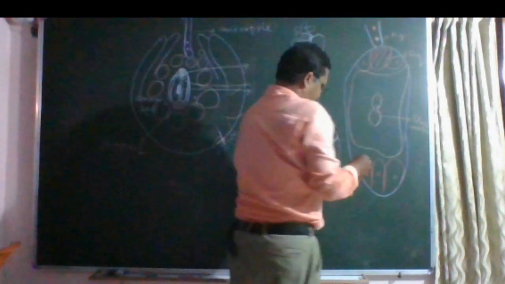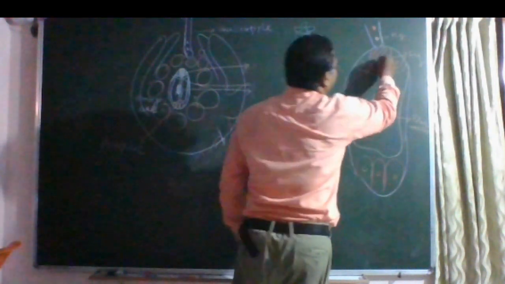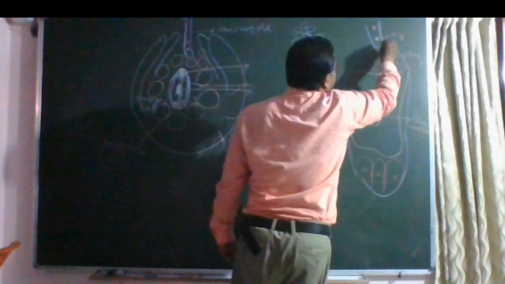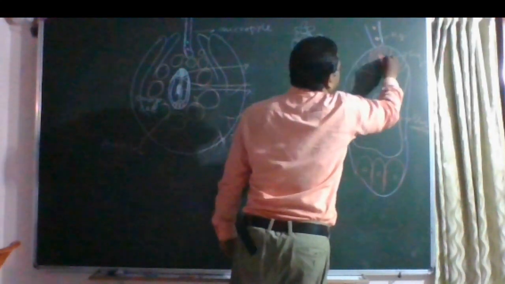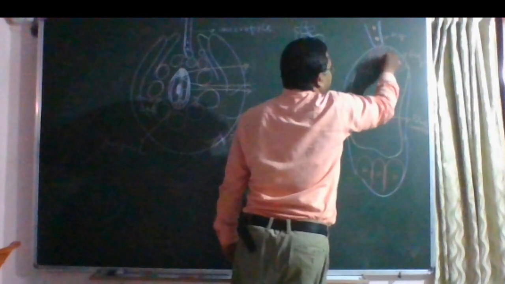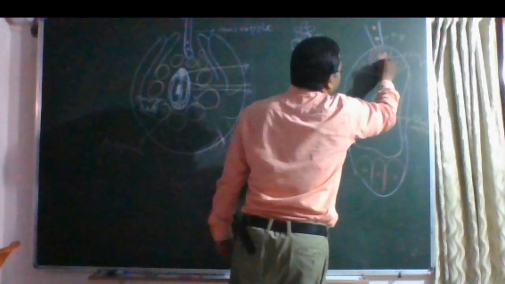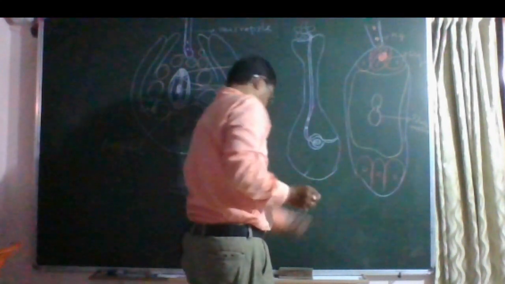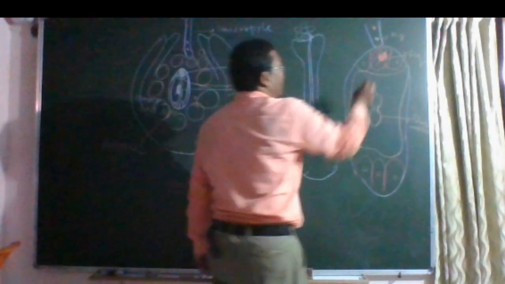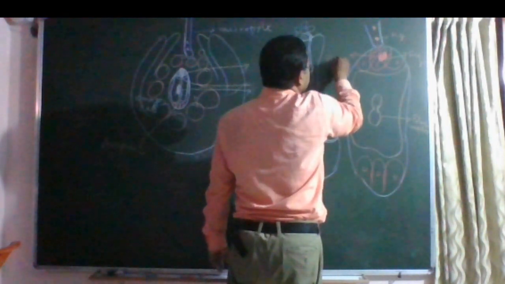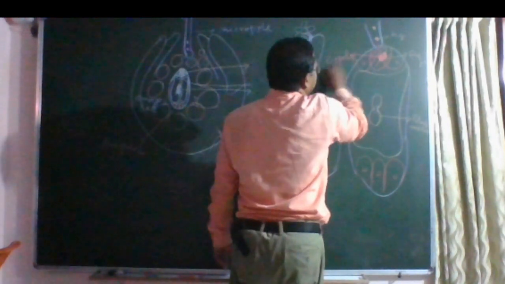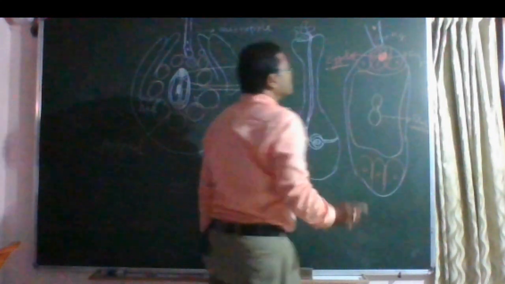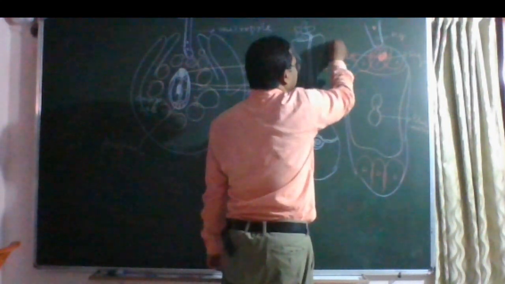One male gamete enters into the egg. This is the egg nucleus. One male gamete enters the egg and ultimately fuses. Fusion takes place between the male gamete and the egg nucleus. In this way fertilization occurs, and after fertilization a zygote is formed. The first fertilization is done by one male nucleus.